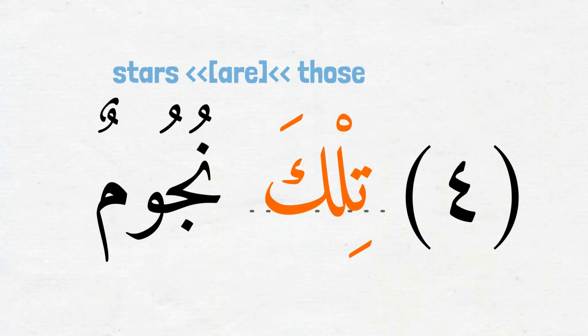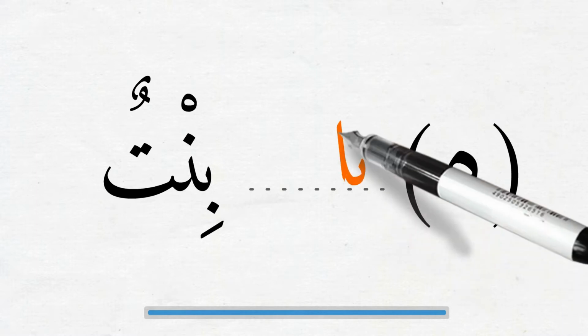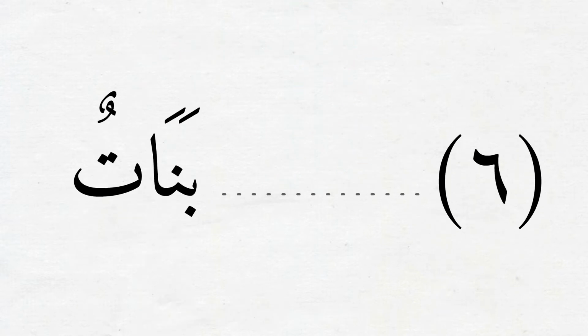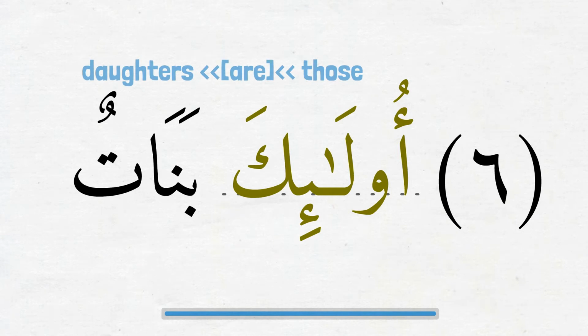For the remaining sentences, I will give you 2 seconds to attempt on your own. You can use the pause button for more time to answer before seeing the right answer on the screen. Sentence 5. بنت, a daughter. تلك بنت, that is a daughter. Sentence 6. بنات, daughters. أولئك بنات, those are daughters.